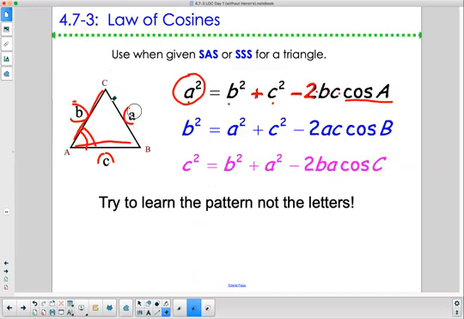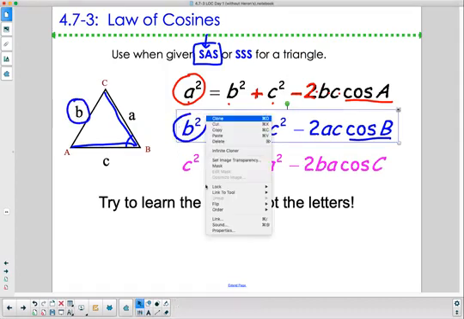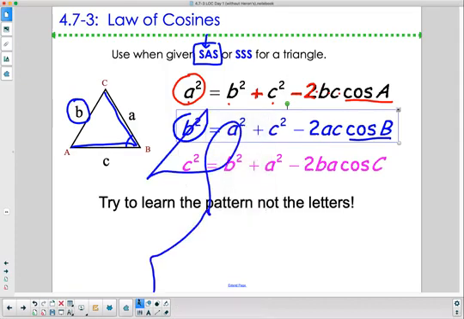I'm going to go through it one more time with a different scenario. Let's use the one that starts with B squared. If you had been given angle B, you would use the law of cosines if you'd been given angle B and the two sides on each side of it. So if you were given this angle and side A and side C, how the equation works is you say the side you haven't been given, if it is squared, what have I written there? Oh my goodness, what's going on here?